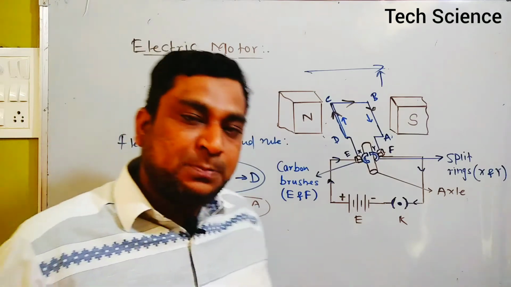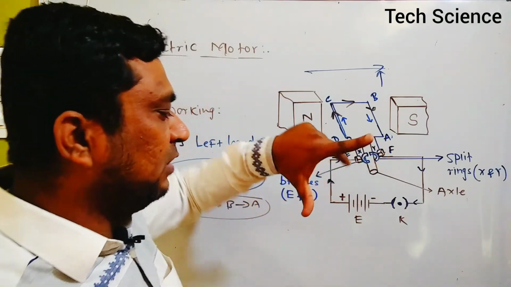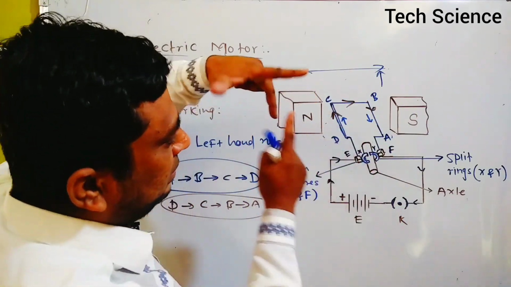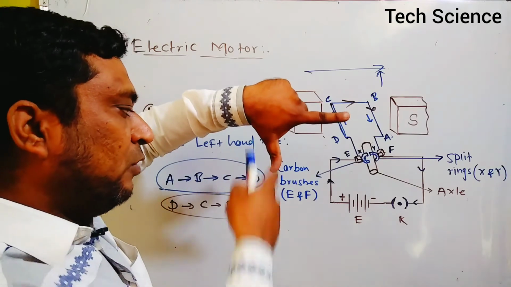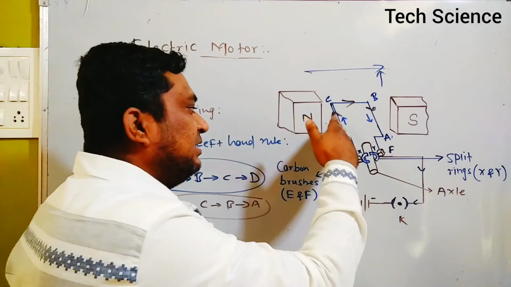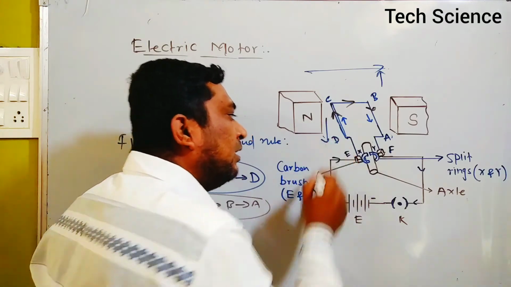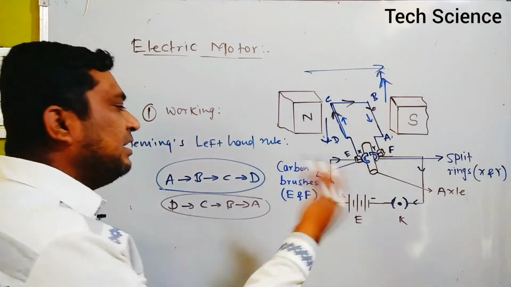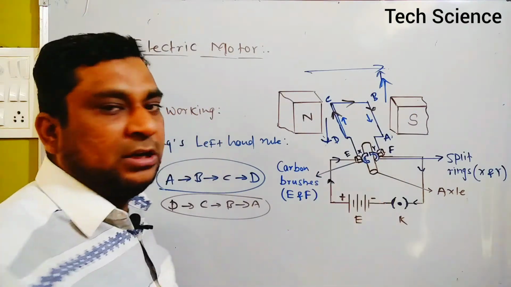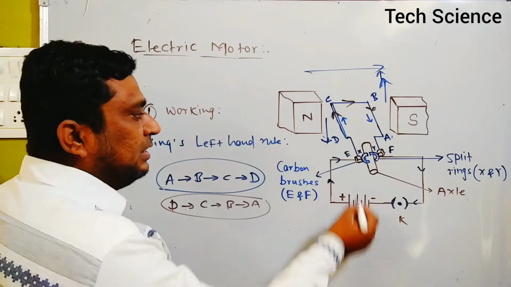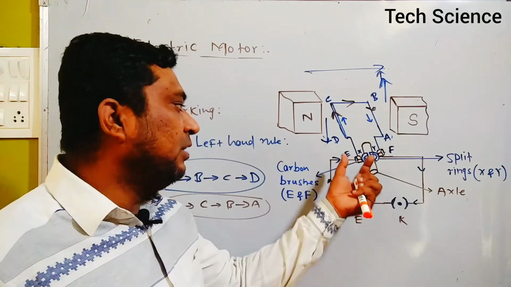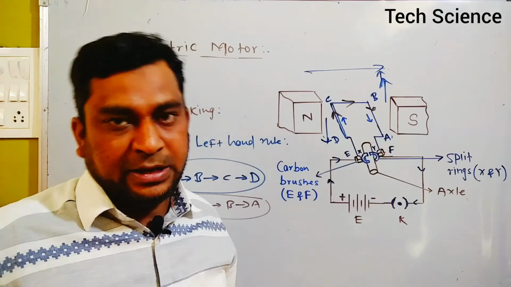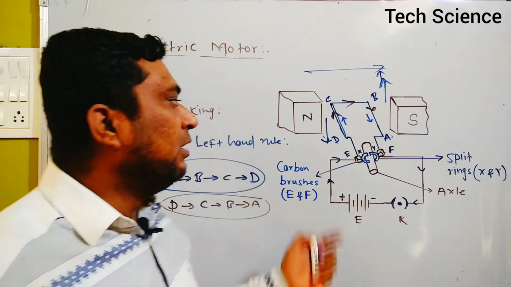And again as per Fleming's left hand rule, the index finger shows the direction of magnetic field, north to south. Current is in the inward direction. The thumb shows the direction of force acting on the conductor. That's why CD moves in the downward direction. In the same case, AB moves in the upward direction. The coil keeps rotating continuously. In that way, electrical energy is converted into kinetic energy, and this coil continuously rotates with the help of this electrical energy. This is the construction and working of the electric motor.